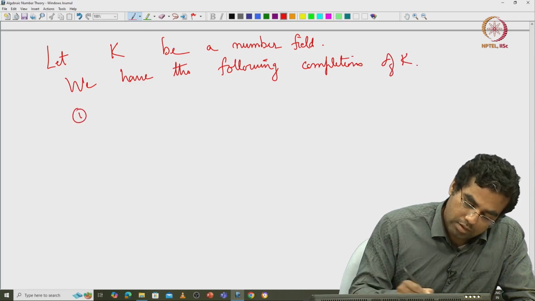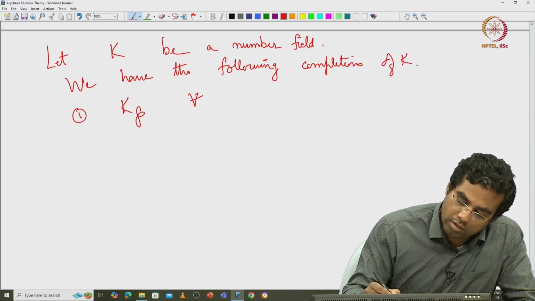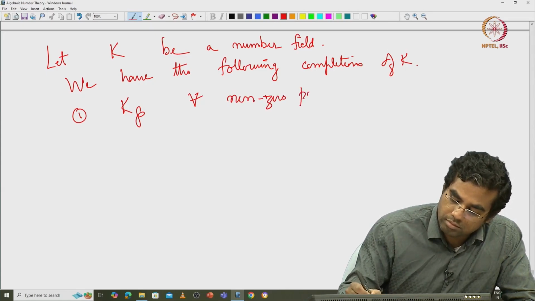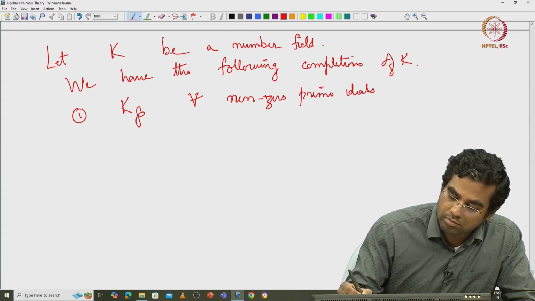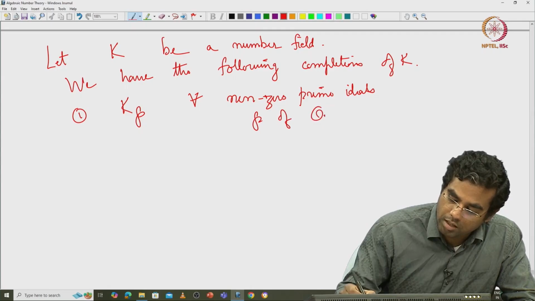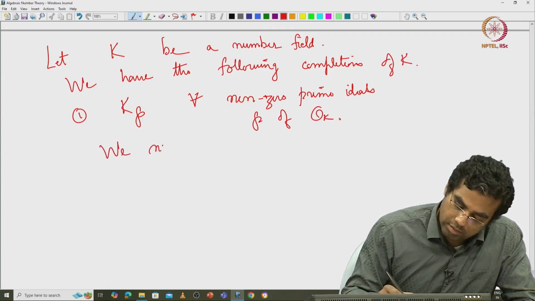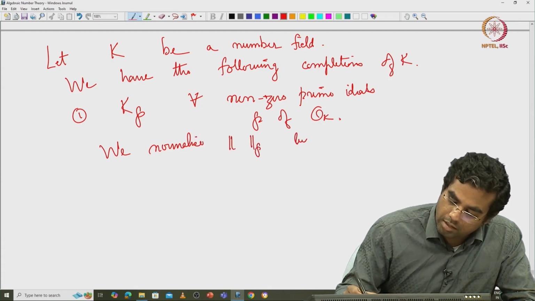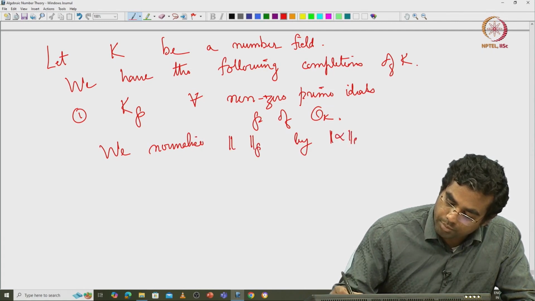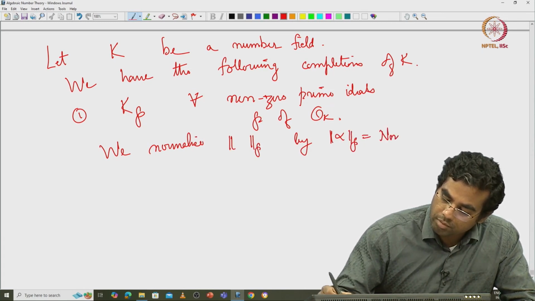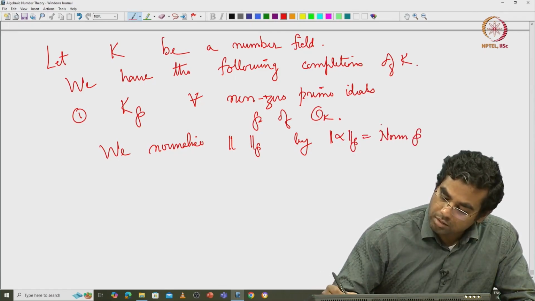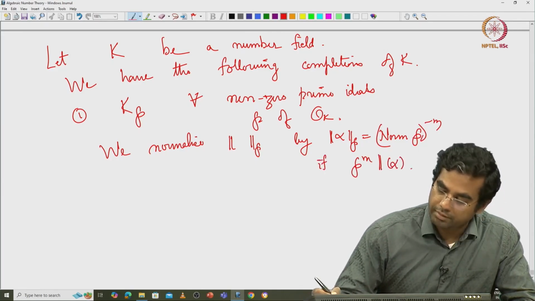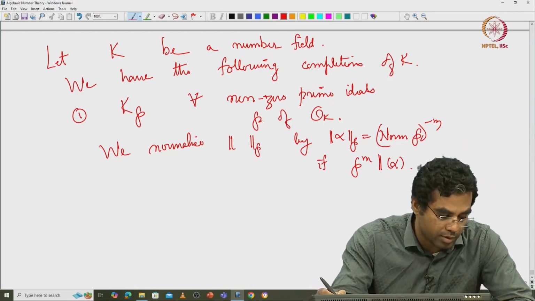Okay. So, 1, we have Kp for all non-zero prime ideals P of OK, and we normalize this by, so you take alpha p, this is norm of p to the power minus m if p to the m is the largest power dividing alpha. So, we always normalize it in this particular way.